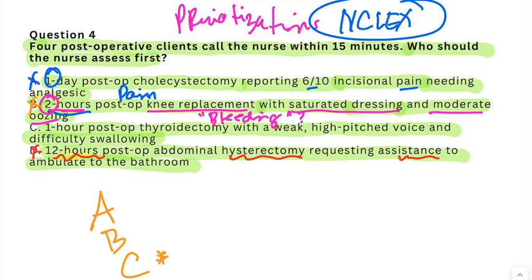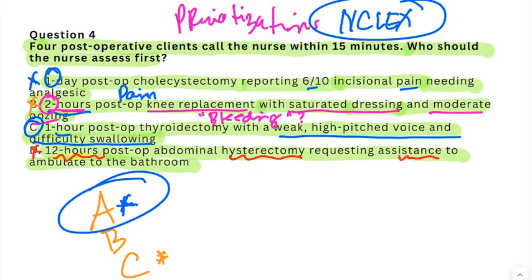So what is the correct answer? The correct answer in this question is the 1 hour post-op thyroidectomy because of the potential airway concern. So C is the correct answer for question number 4.